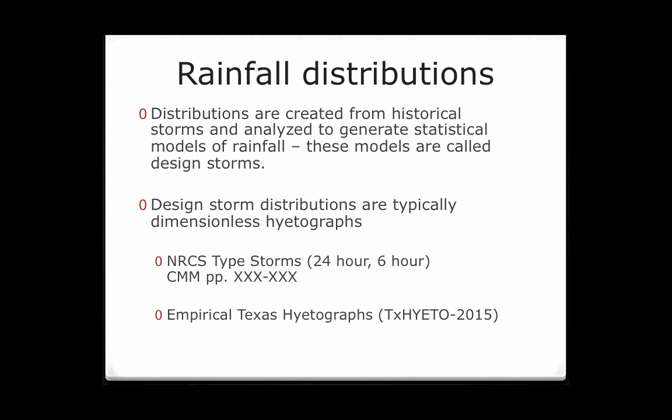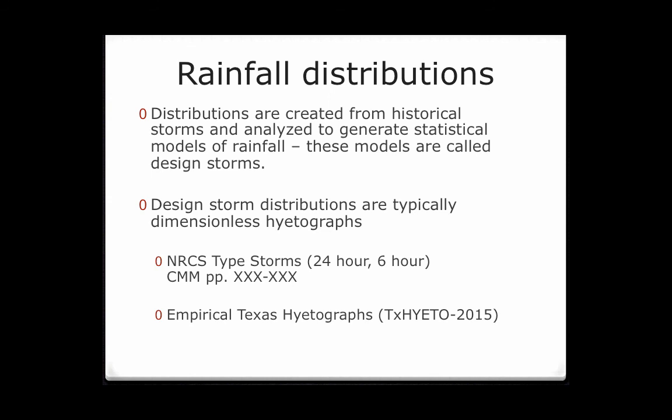The distributions get created from historical storms. They're analyzed to make statistical models of rainfall. These models are called design storms. That's all a design storm is. It's a statistical model of rainfall for some location. They're almost usually presented as dimensionless hyetographs.